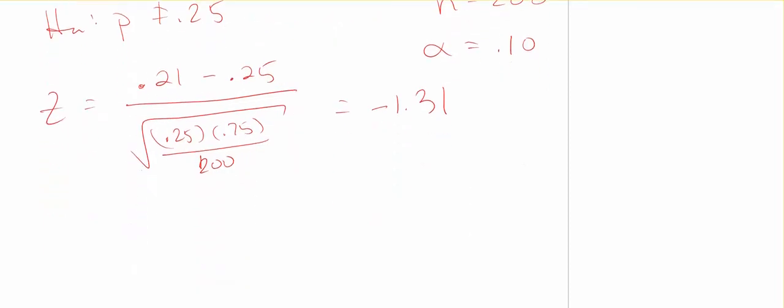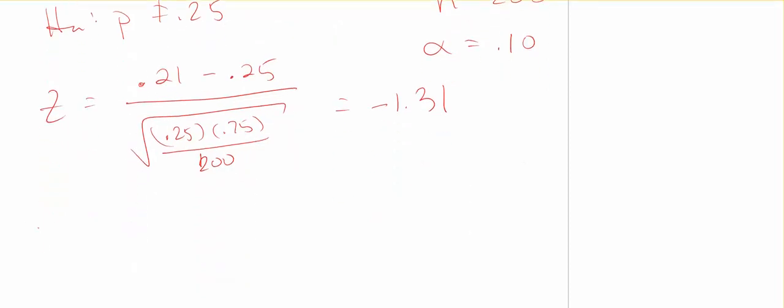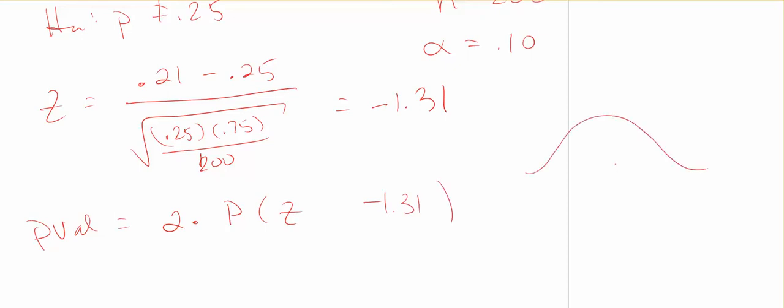P-values, when you're dealing with two-tailed tests, go in the direction of the tail. So the p-value is going to be 2 times the probability that Z is what compared to negative 1.31. So if you draw it, here's 0, here's 1, here's negative 2. Somewhere here, the tail is not on the right side because that's too big. So the tail has to be less than. And so we're looking at the probability that Z is less than negative 1.31, and we double that to get our p-value.